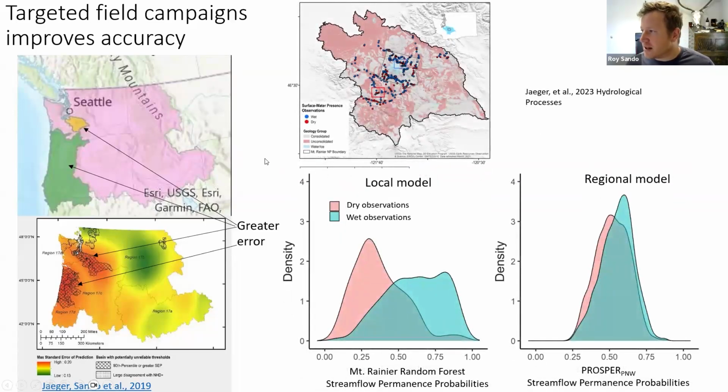What we found here is that local data collection makes a difference. Looking at the data densities in the bottom right histograms, despite the fact that our regional model had greater accuracy, about 81% versus 74% in the Mount Rainier model, the Mount Rainier model was able to better differentiate those permanent versus non-permanent locations.